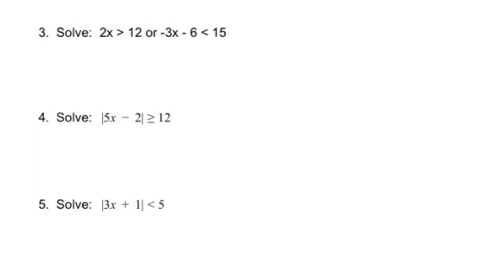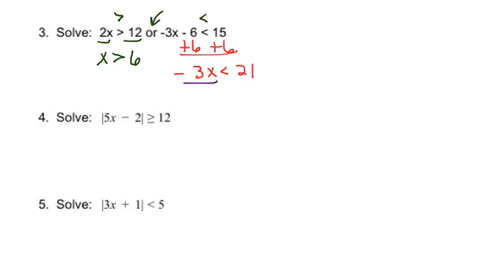Problem number 3, another combined inequality. This one is an OR statement because it has OR written in it. And we also have 2 inequalities. That's how we know we have to solve 2 of them. Okay. So our first one, let's just solve it right here where it's in the problem. We'll divide by 2. X is greater than 6. The second one, we'll add 6 to both sides. And we'll have negative 3x is less than 21. We're dividing by a negative 3. That's going to flip our inequality. So here comes that flip. It was less than, now it's greater than negative 7.